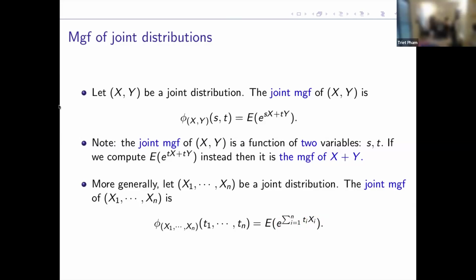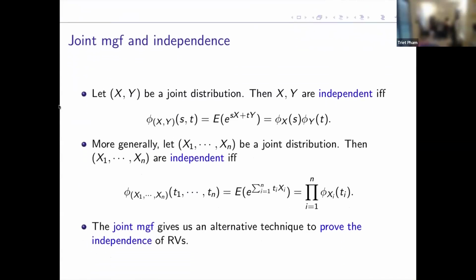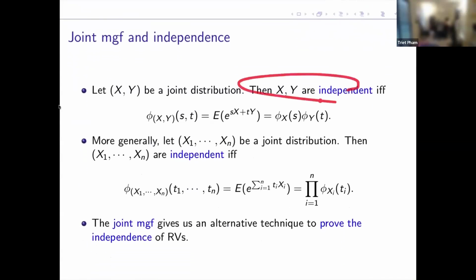Now, why do we care about this idea? Well, just the same as the MGF uniquely identifies a distribution, the joint MGF uniquely identifies a joint distribution. In particular, one thing it can do for you very well is that it can tell you when they're independent.